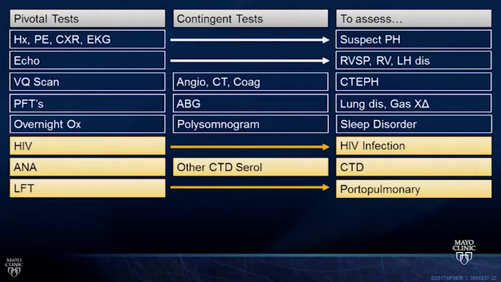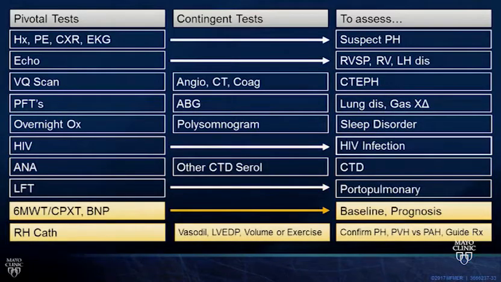And then other conditions which may cause PH, you have to use a variety of screening tests if you suspect that those conditions are present. HIV is one of the causes of pulmonary hypertension, and we generally, for new patients, do an HIV test in the clinic. Anti-nuclear antibody if you suspect scleroderma or connective tissue diseases, and obviously liver function studies for portopulmonary. And then most patients should have a 6-minute walk, cardiopulmonary exercise test, BNP measurements, which are useful as a baseline and in order to follow patients and look at prognosis.